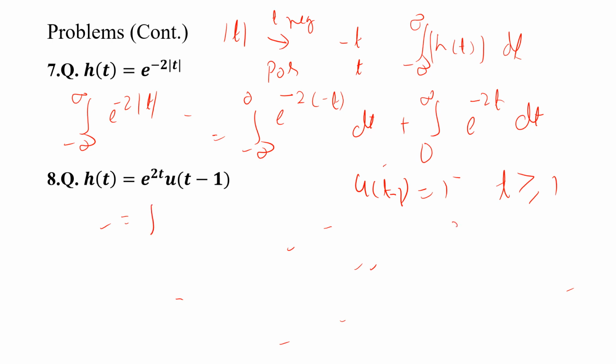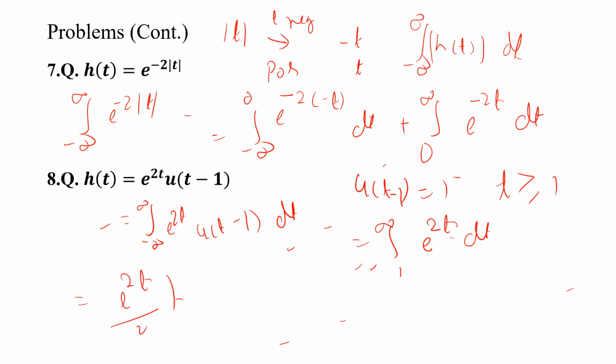So the integration from minus infinity to infinity of e to the 2t u of t minus 1 dt becomes the integration from 1 to infinity of e to the power 2t dt. So it will be e to the power 2t by 2, from 1 to infinity. So it will be e to the power 2 infinity minus e to the power 2, by 2. e to the 2 infinity is infinity, so the result is infinity. As it is infinite, the system is unstable. So e to the 2t u of t minus 1 is unstable.